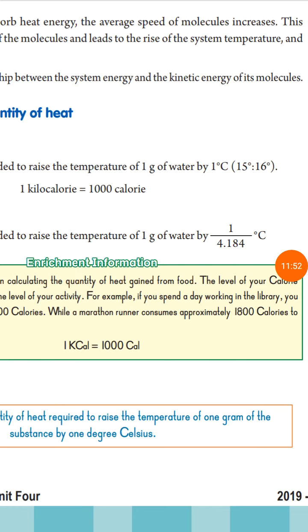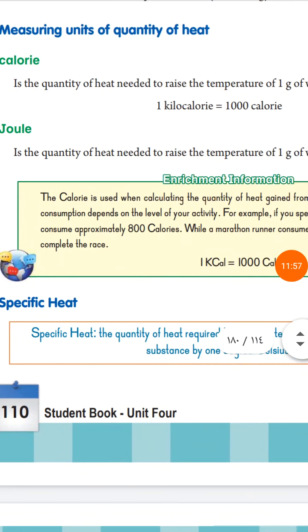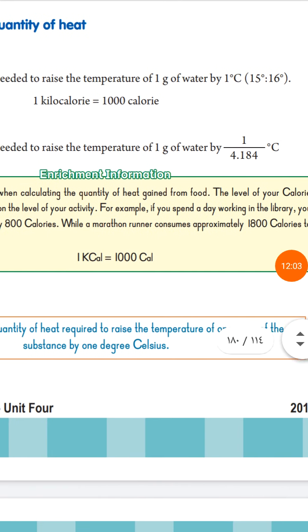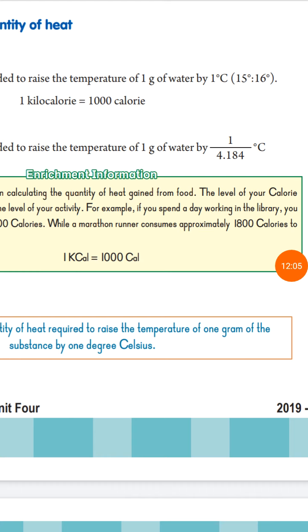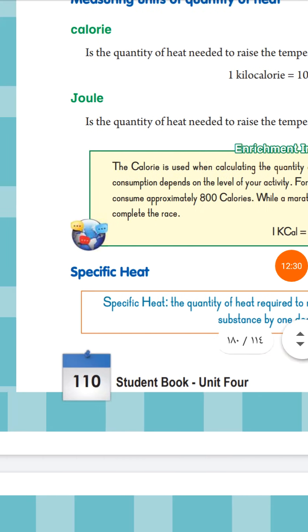Similarly, 1 kilocalorie equals 1000 calorie. Joule is less than calorie. It is the quantity of heat needed to raise the temperature of 1 gram of water by 1 divided by 4.18 degree Celsius. So when we convert calorie to joule, 1 calorie equals 4.18 joule. When we convert from calorie to joule, multiply by 4.18. When we convert from joule to calorie, divide by 4.18.